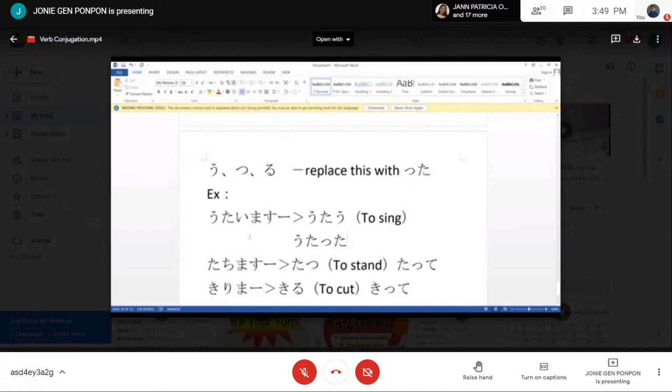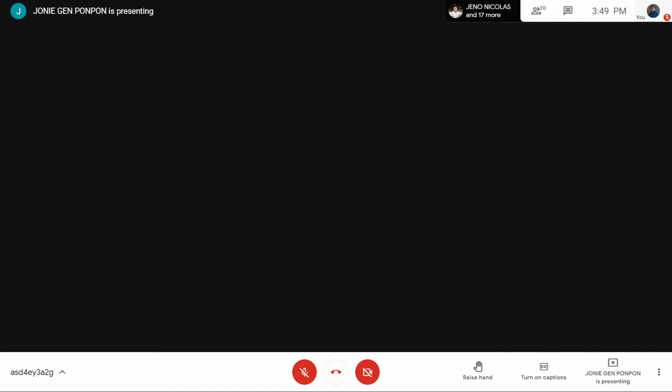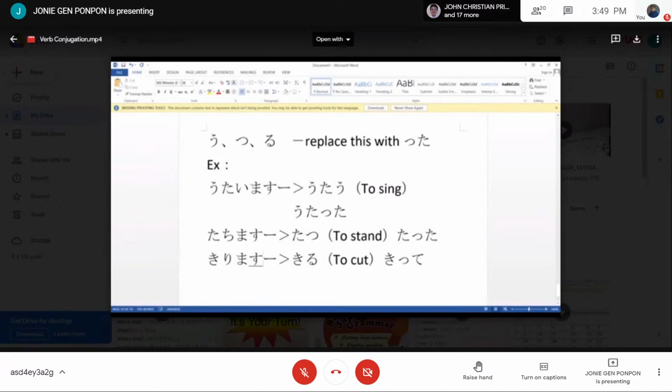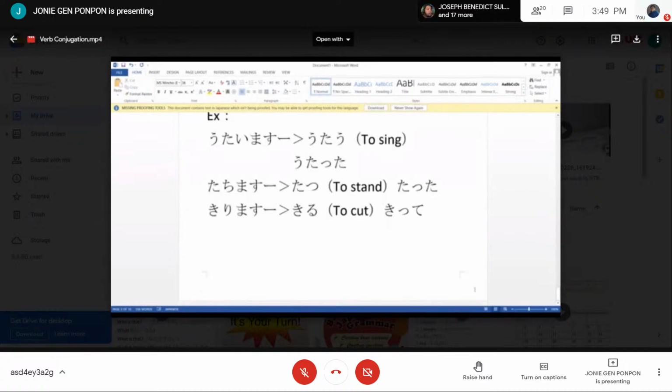Okay? And then for the tachimasu, it will become tatsu. For jishuke, it will become tatta. Tatta. Okay, so instead of tachimashita, you can also use tatta for plain style form. Now for kirimasu, kiru, it will become kita. Okay, kita. Instead of kirimashita, you can use kita. Okay, under plain style.